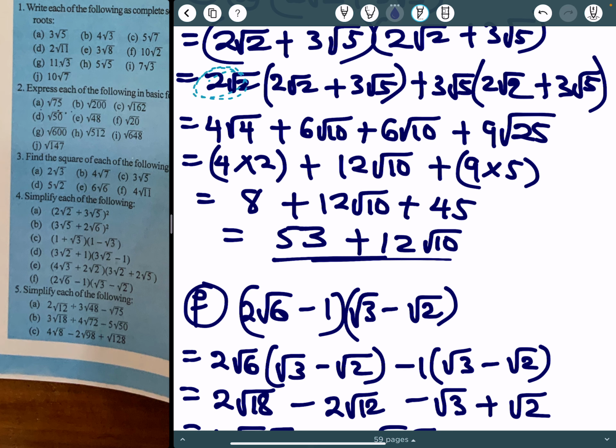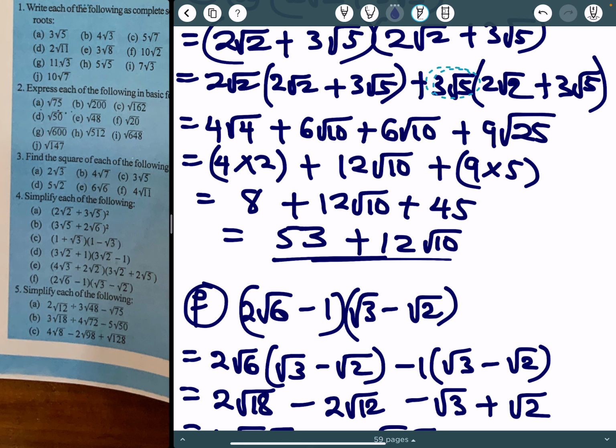Here, 2 root 2 times 2 root 2 is 2 times 2 first to get 4. Then, root 2 times root 2 to get root 4. Also, I'm going to do 2 root 2 times 3 root 5. What does that give me? 2 times 3 first, 6. Then, root 2 times root 5 gives me root 10.